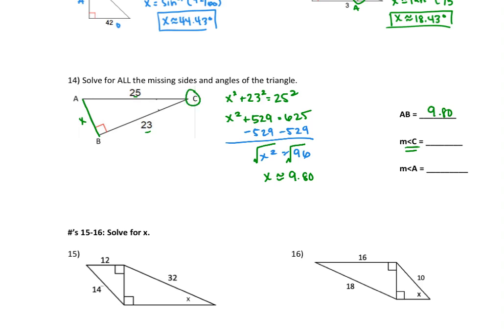Now I'm going to go ahead and solve for C. So using C as my reference angle, I'm going to label my sides. So I have my adjacent and hypotenuse, which means I'm going to use cosine. So cosine of C equals 23 over 25, adjacent over hypotenuse. And to get the measure of angle C, I'm going to use inverse cosine. So inverse cosine 23 divided by 25 is 23.07 degrees.